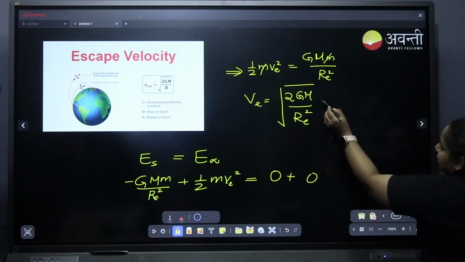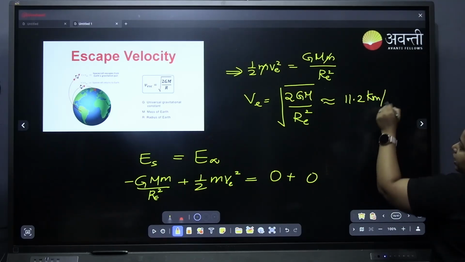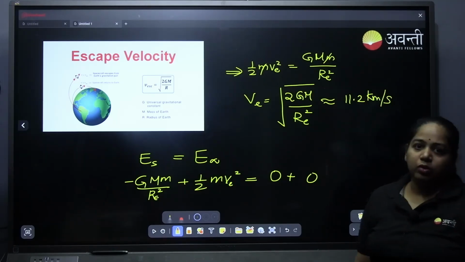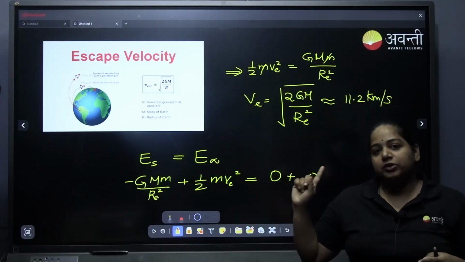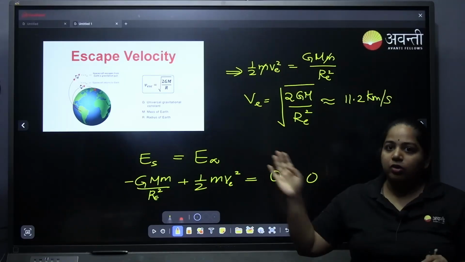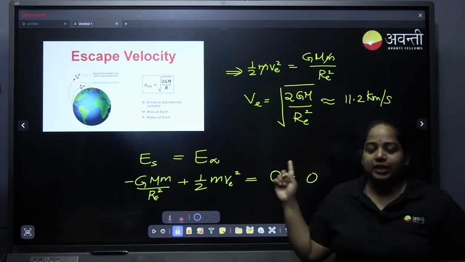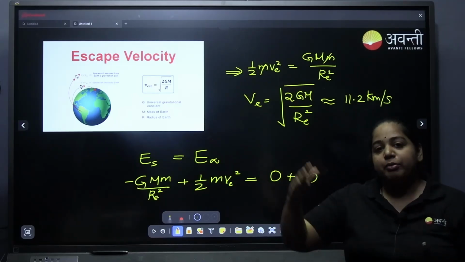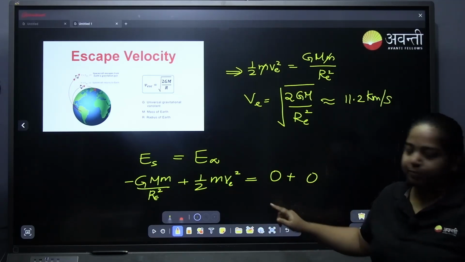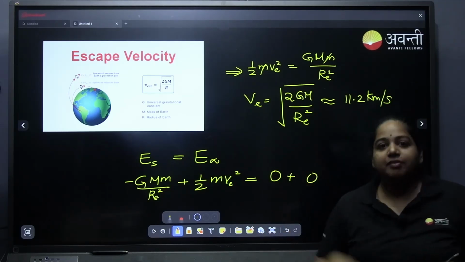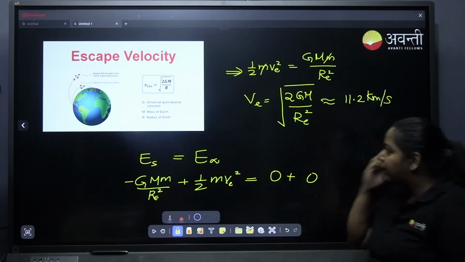This value we get approximately 11.2 kilometer per second. This is the case when we are throwing with a constant velocity from earth. Again, we are not giving any other force. Rockets are not moving at this velocity because they are constantly providing force to escape the gravity. So both are not the same. For escape velocity from earth we give some force, and along the way we are not giving any other extra force.